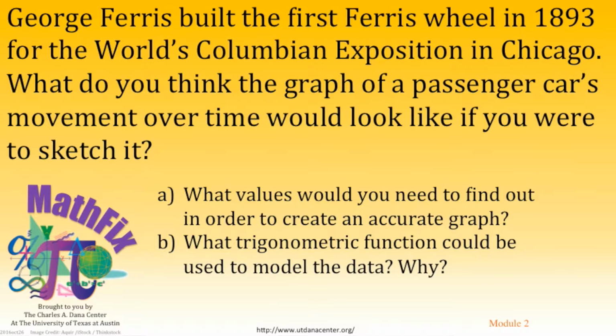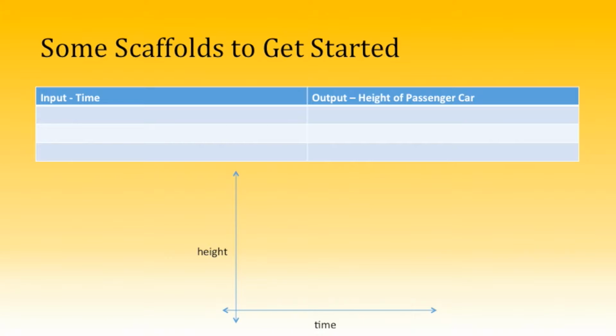Students are asked to think about the movement of a passenger car in a Ferris wheel over time and how they might model it with a trigonometric function. Where might students start with this? Let's jump in. Students will probably realize that there is some repetitive movement as the Ferris wheel goes around and around. They might need scaffolding, however, to help them determine what the independent and dependent variables are.